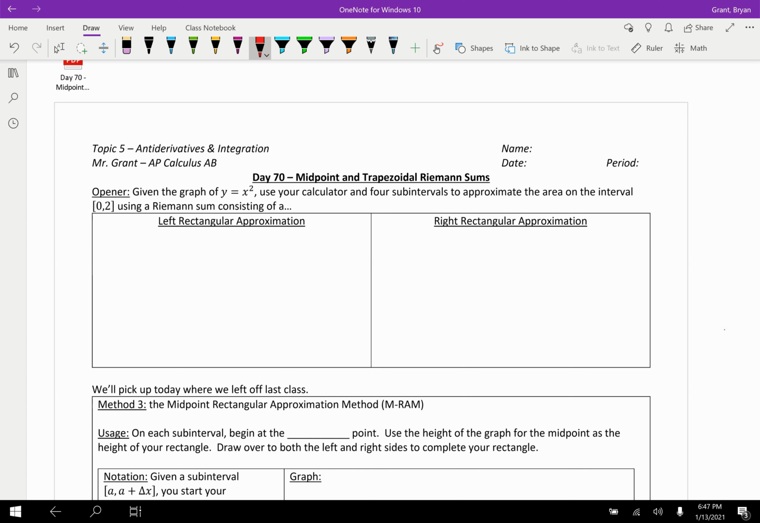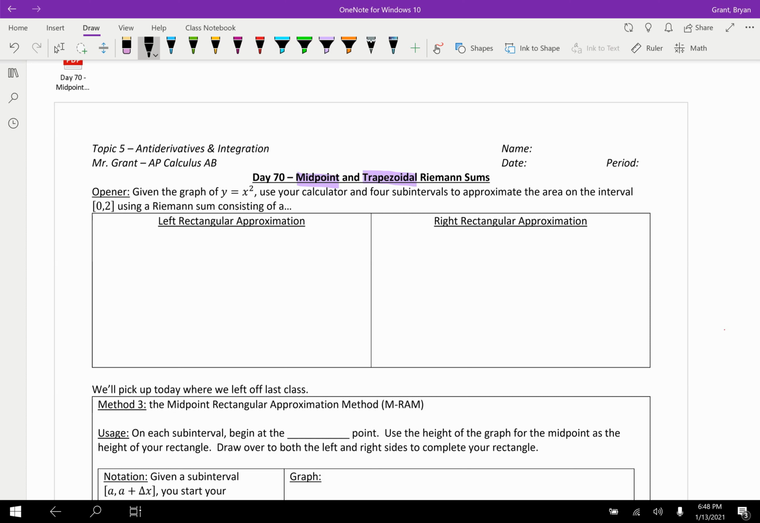And I had mentioned that there are two more approximation methods you need to know, and we're going to touch on those today. So today's lesson should be much quicker than yesterday's since we already have all the basics. So let's get on to midpoint and trapezoidal Riemann sums.